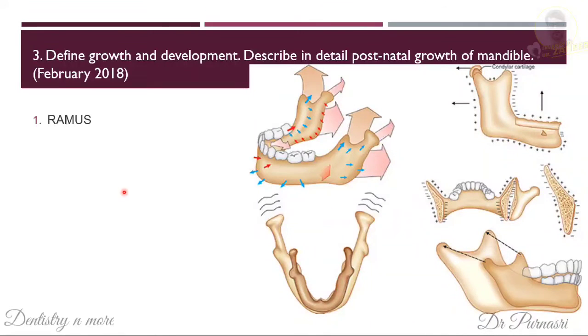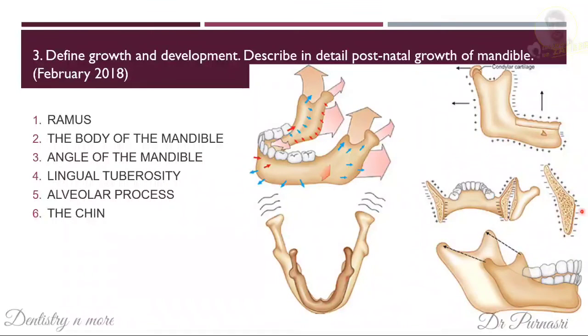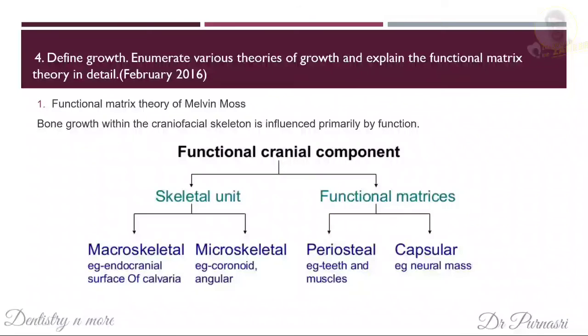When you are explaining, you can explain it under the following headings. The ramus, so the changes that are occurring in the ramus. You can easily look at the diagram and say there is deposition of bone on the posterior surface of the ramus and there is resorption on the anterior border of the ramus. Similarly, for the body of the mandible, angle of the mandible, lingual tuberosity, alveolar process, the chin, the condyle and the coronoid process.